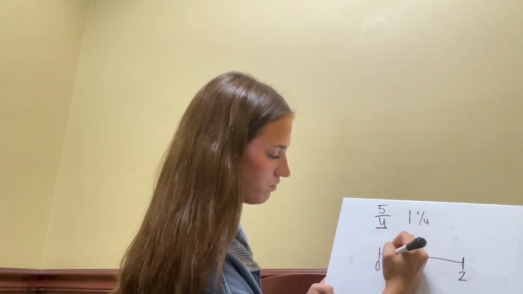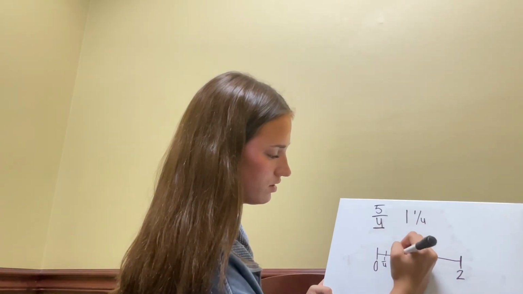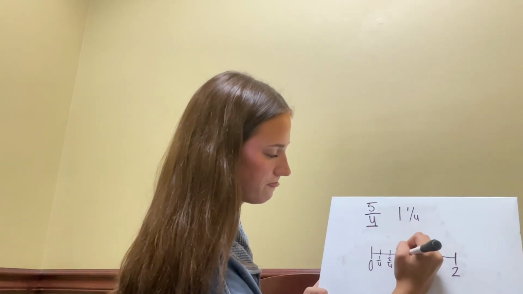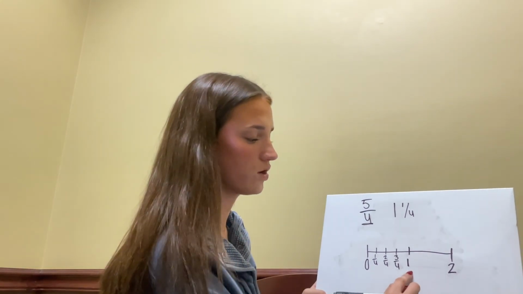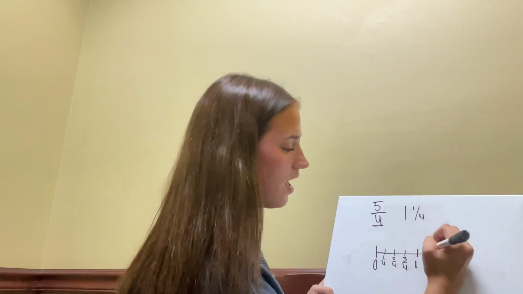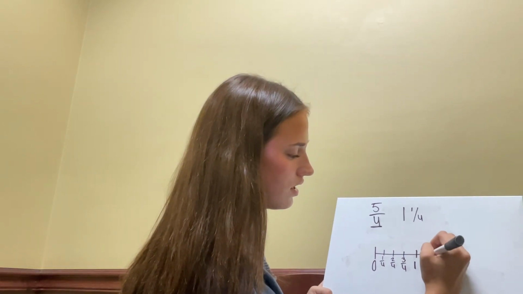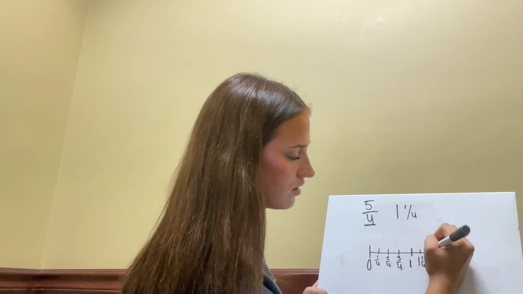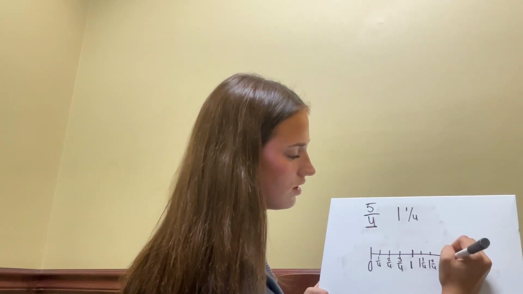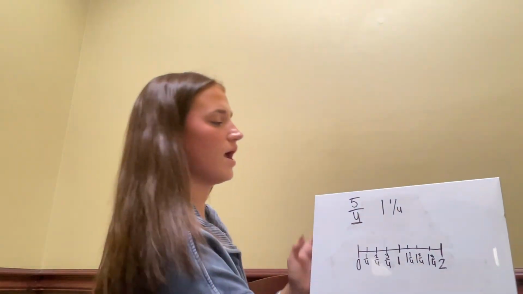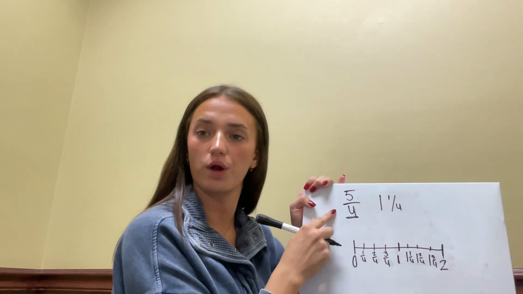So we have 1/4, 2/4, 3/4. And then we have our 1 whole, which would be 4/4. And then we're going to take that 1, and then 1 1/4, 1 2/4, 1 3/4. And we're trying to plot 5/4 on the number line.